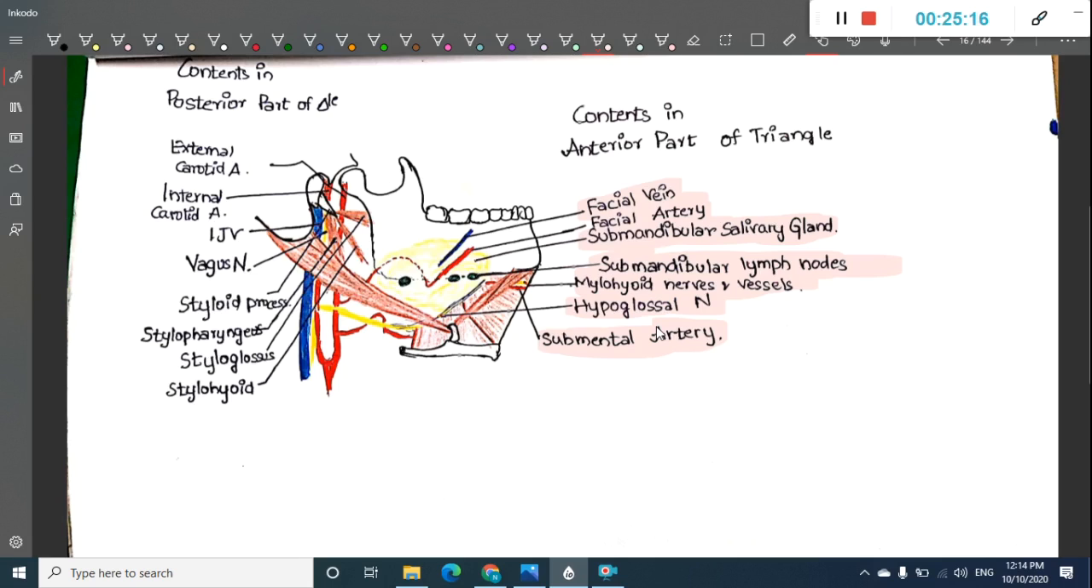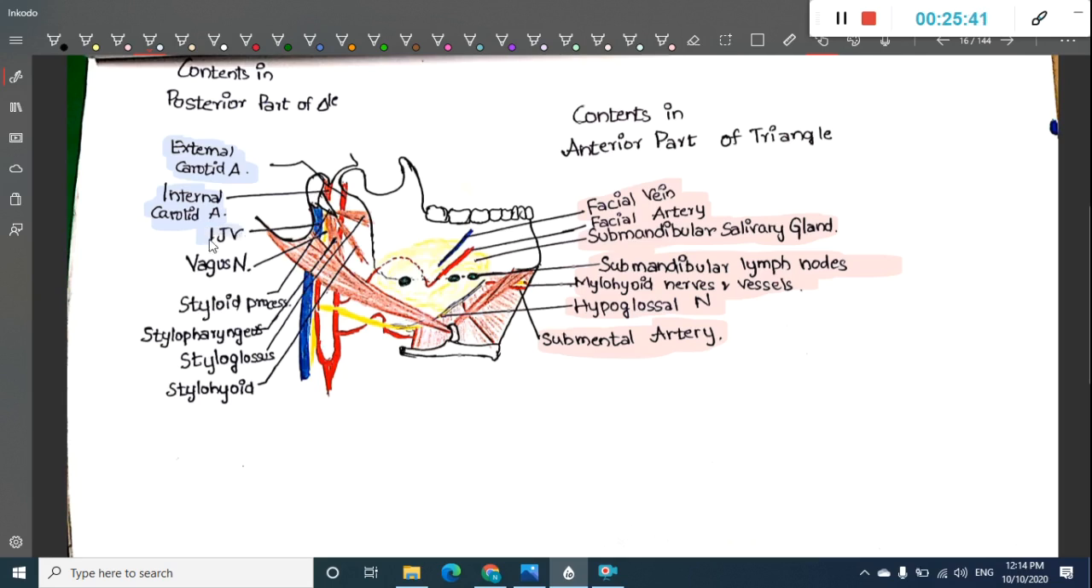Next, what are the contents of the posterior part? The posterior part consists of the external carotid artery and the internal carotid artery, but the common carotid artery is not there. The common carotid artery is in the carotid triangle.